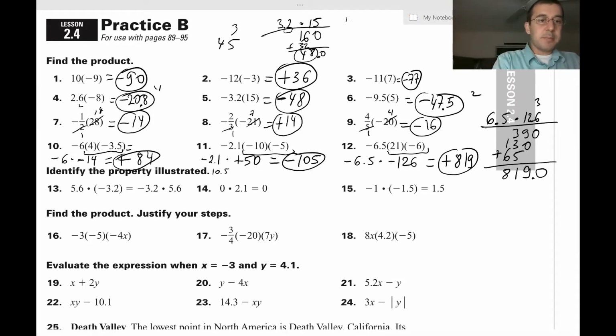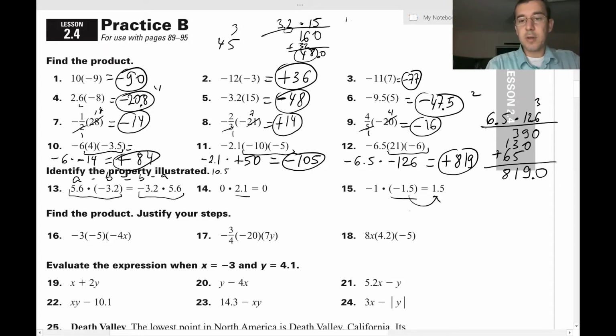13, this is the commutative property of multiplication, because this is a times b equals b times a. Number 14, this is the multiplicative property of 0. When you're multiplying any number by 0, it is 0. Number 15, this is the multiplicative property of -1. When you're multiplying a number times -1, you get the opposite of that number.